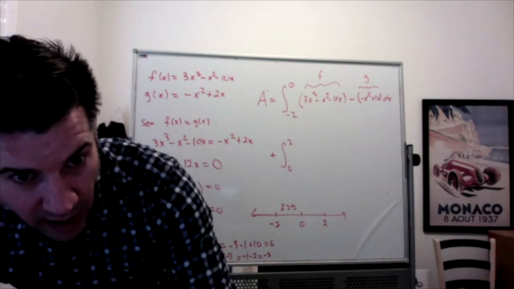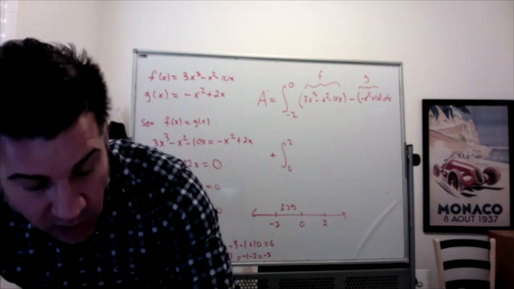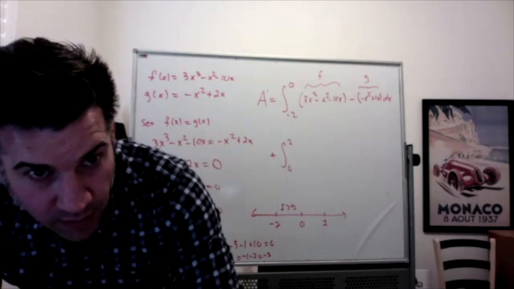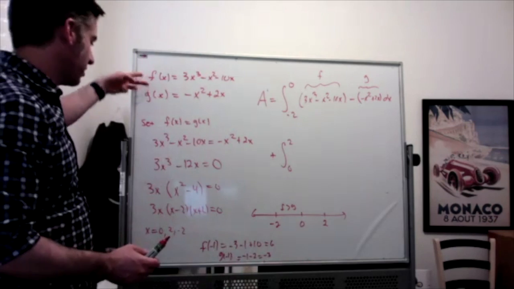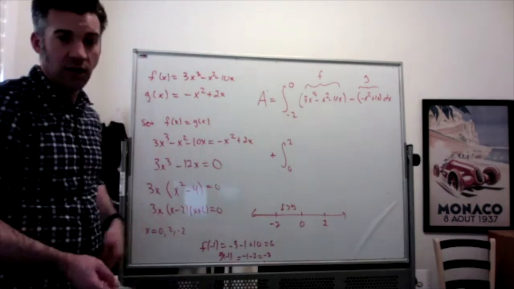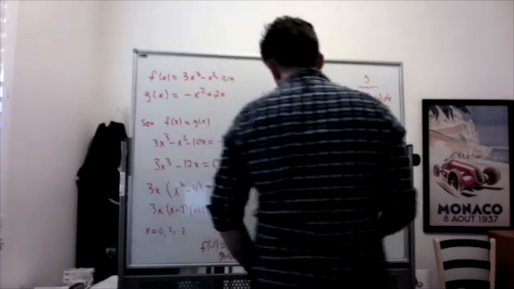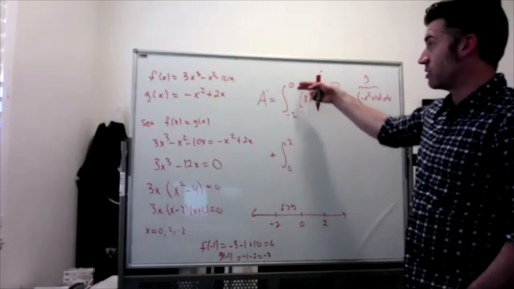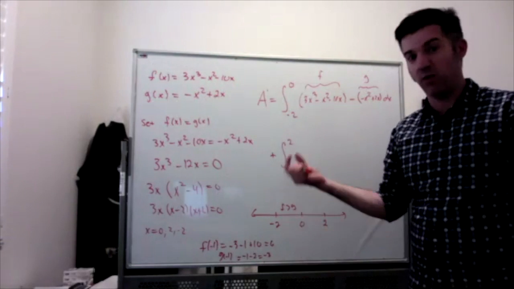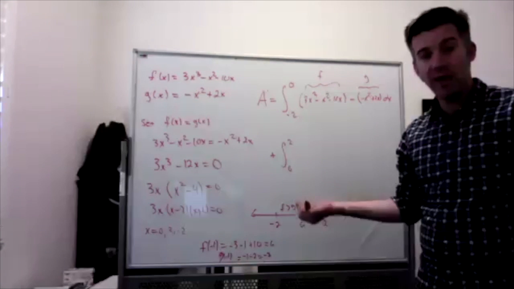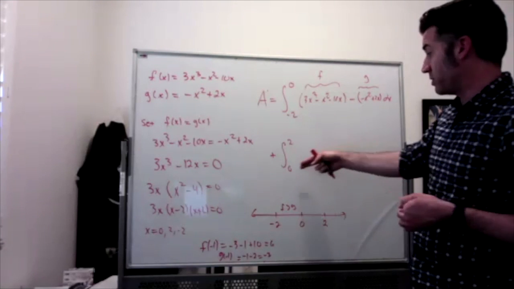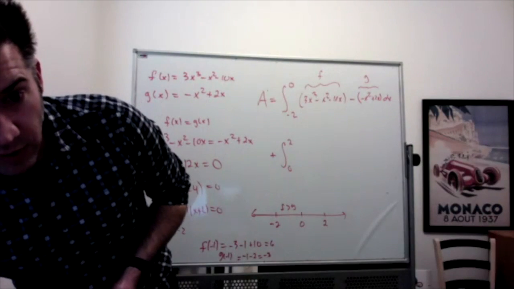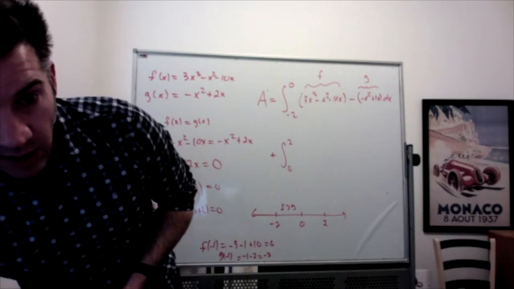We're finding the area between these two curves. We found where these two curves intersected at 0, 2, and negative 2. Then we checked the interval from negative 2 to 0 to see which one is larger. We picked the point negative 1, plugged it in, and saw that f was larger. Now we're going to do the same thing from 0 to 2, plugging in x equal to positive 1 and seeing what we get.